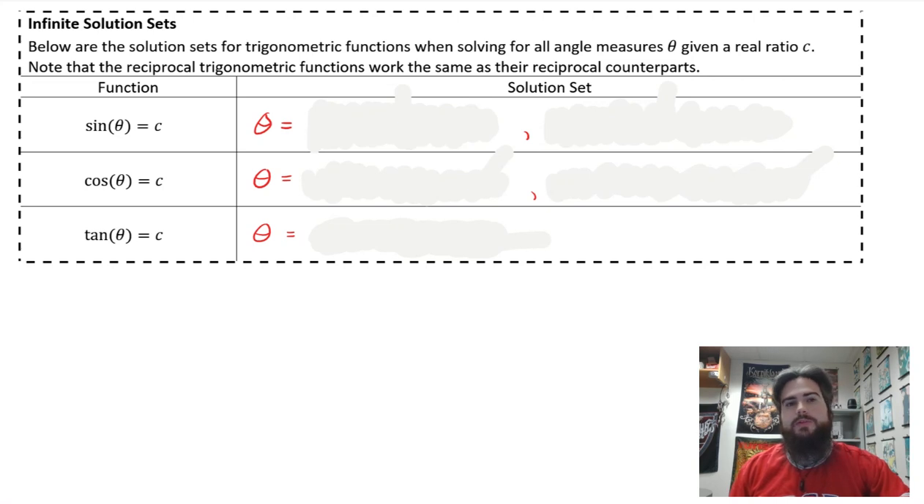In this lesson, we will talk about the infinite solution sets when trying to use inverse trigonometric functions arcsine, arccosine, and arctangent in order to try to find all solutions for the values of theta. Below are the solution sets for the trigonometric functions when solving for all angle measures theta given a real ratio c. Note that the reciprocal trigonometric functions will work the same as their reciprocal counterparts.